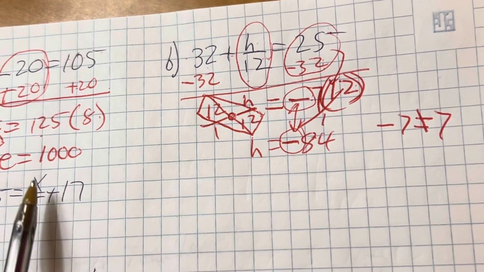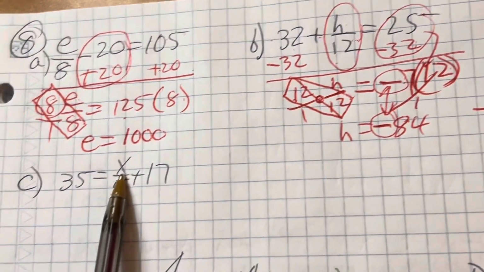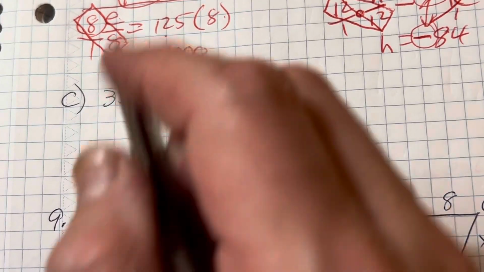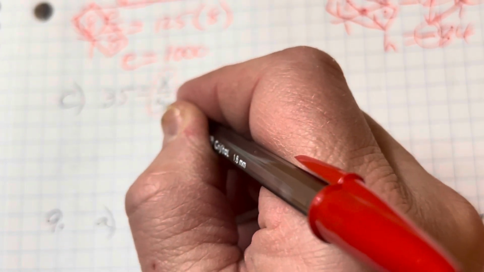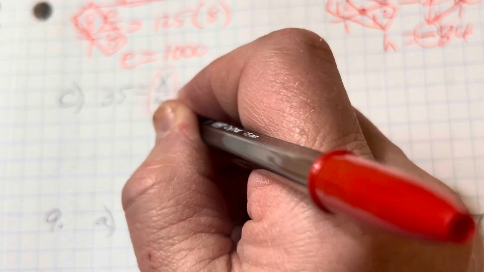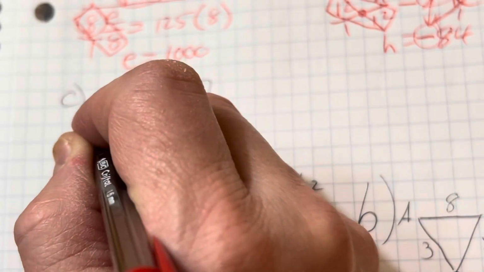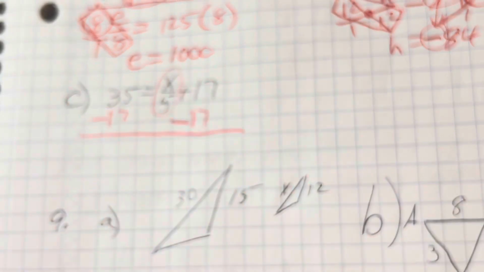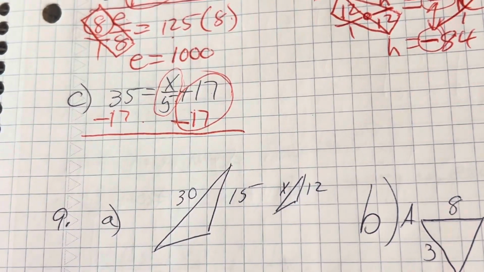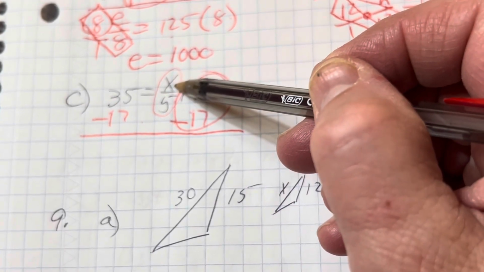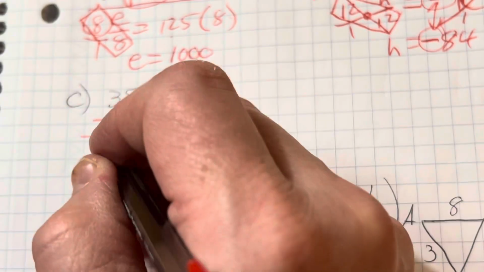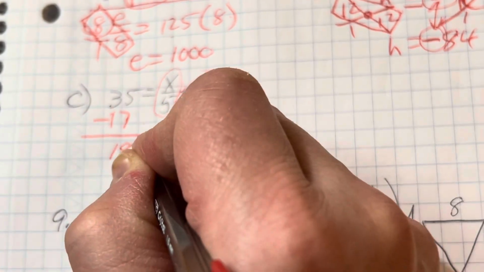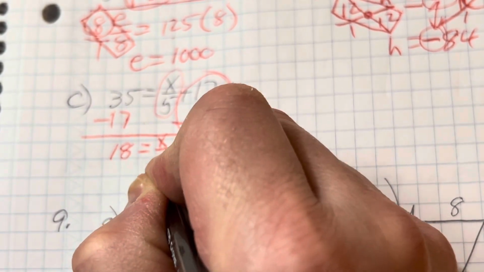Now this last one, the variable term is on the right-hand side of my equation. So I'm going to go ahead and do what I've done before. Try to keep the x term, or the term with the x, in one spot there, and get rid of the rest. By subtracting 17 from both sides, I can do that. When I do that, this of course becomes a zero pair, and it's what I want, so I can have the x term by itself on the right side of the equation. And on the left side, 35 minus 17, which ends up being 18. 18 equals x over 5.